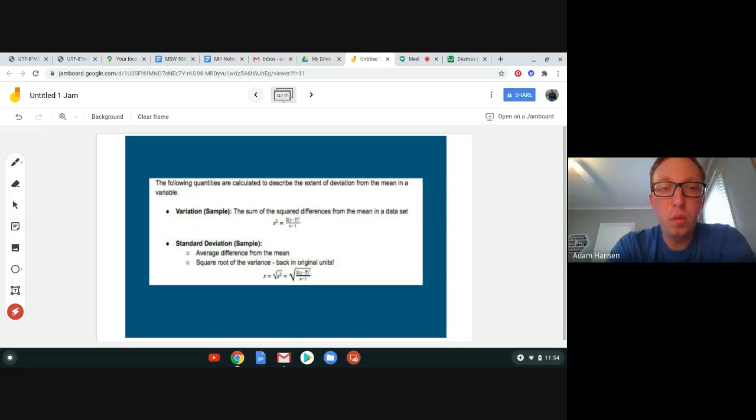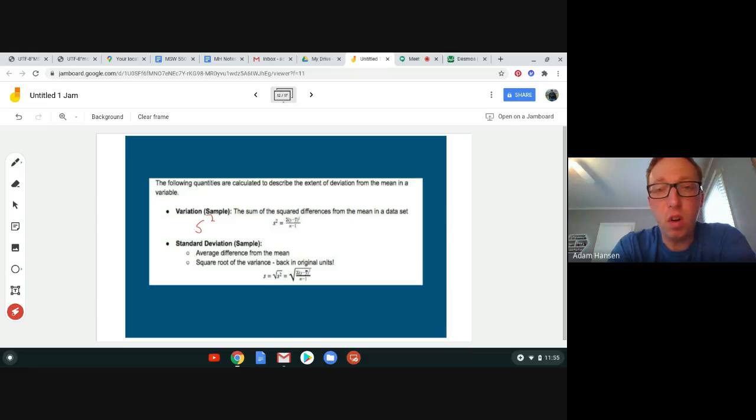All right, so we've found the mean. Let's talk about variance and standard deviation. The variance is the average difference from the mean. Average difference from the mean. Notation for variance is S squared. S squared is equal to the summation of the differences from the mean squared divided by n minus 1.